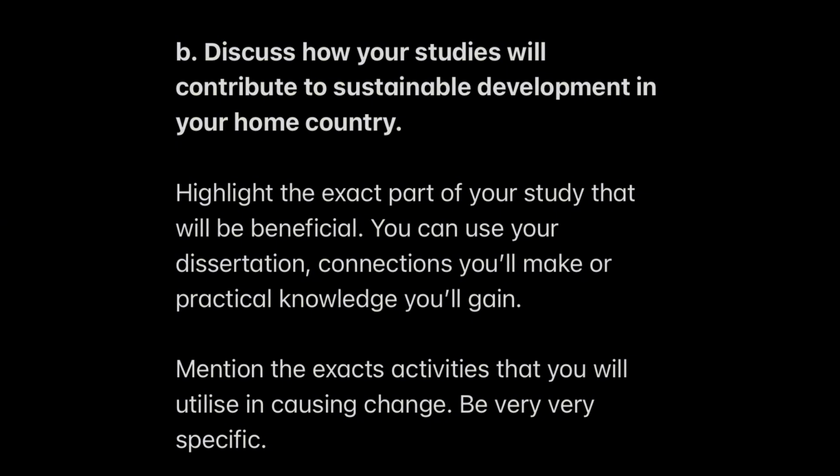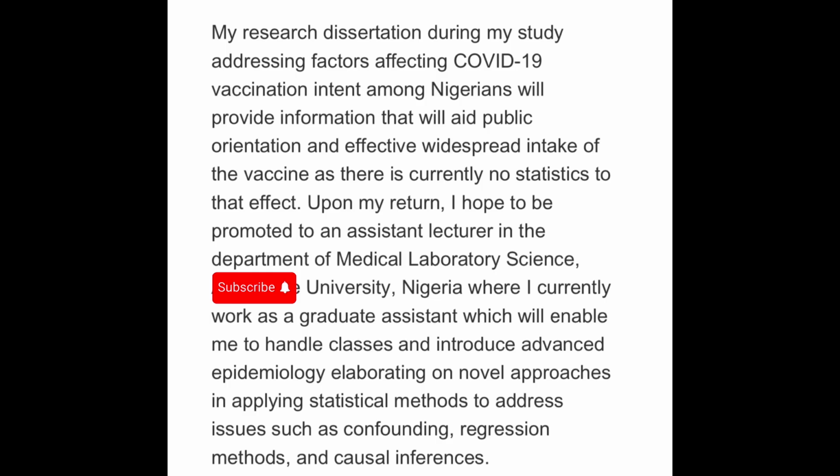So I'm going to read my own so you see how I implemented what I'm just saying. From my answer, you can see here that I said that my research dissertation will help spread information about vaccination, and also when I return to my country, I'll be promoted from a graduate assistant, which is my current position, to an assistant lecturer, and this will help me take up courses in epidemiology that will help me implement the things that I have learned to make sure that students are learning newer epidemiological methods for doing research. So you see how I gave practical examples of the exact things I am going to do and how this is very sustainable in the long run.